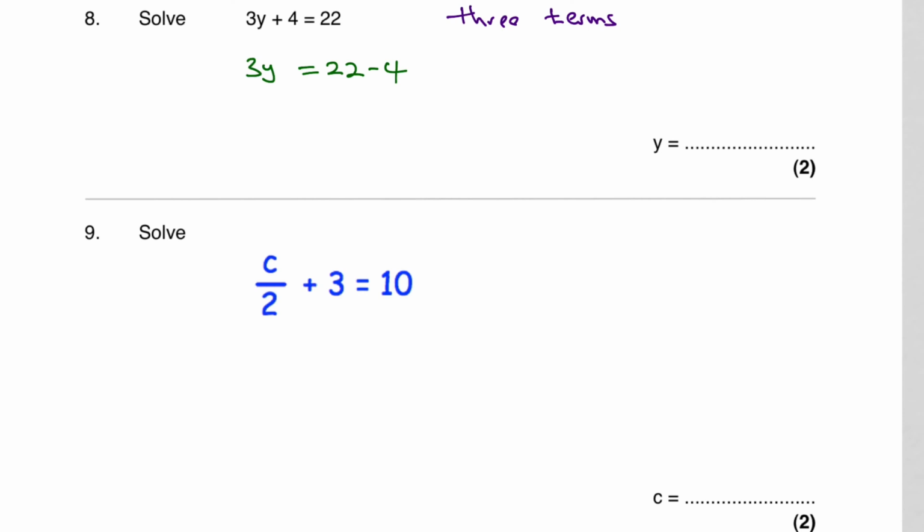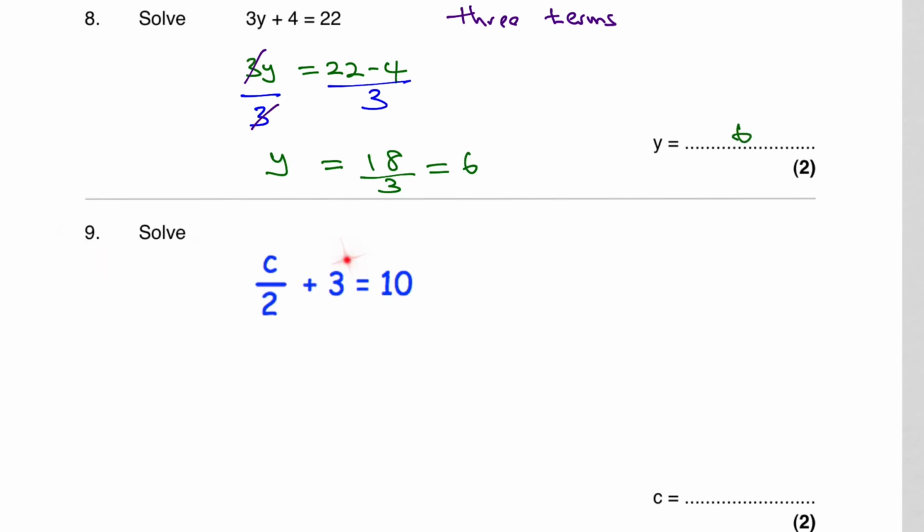Now I need to divide both sides by 3. As you can see, the 3 will cancel each other. Therefore, y will be equal to 18 over 3, and that equals 6. So y is 6.